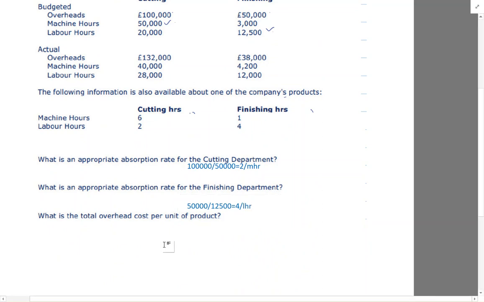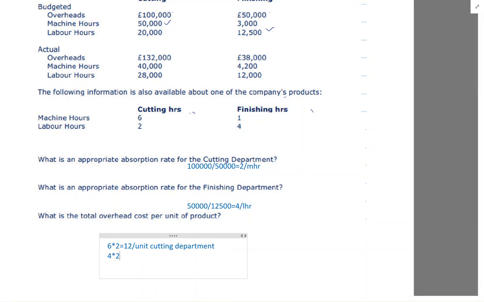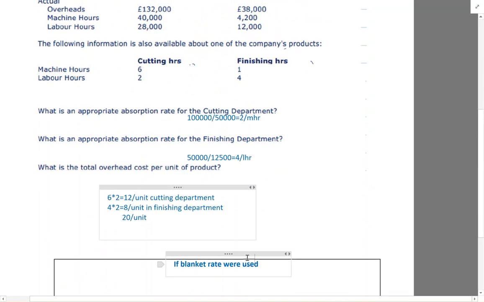Now, if we want to find cost per unit, we just have to look at the rate and the time that is taken in each department. In cutting department, because rate is using machine hours, we are going to ignore the labor hours. So 6 hours are taken here. So 6 multiplied by 2, which is the rate, 12 will be in cutting department. So the overheads that is charged per unit in cutting department is 12 per unit. And the overheads that is charged for this specific product, remember, if different products use different time, there will be different rate. So we have 8 per unit in finishing department. So that means that the cost per unit would be 20 per unit in both departments.